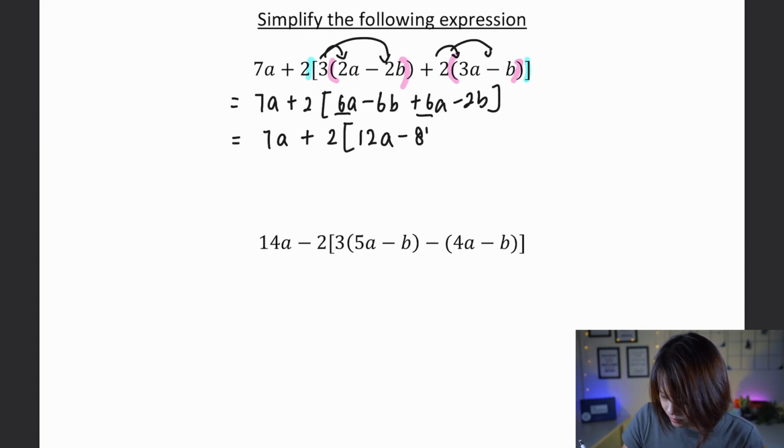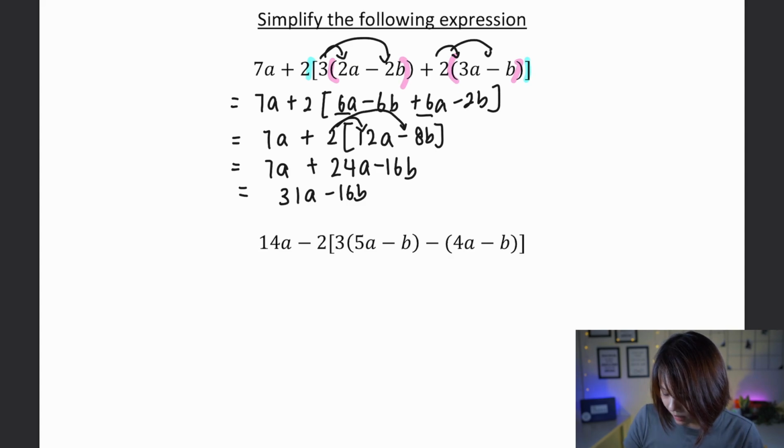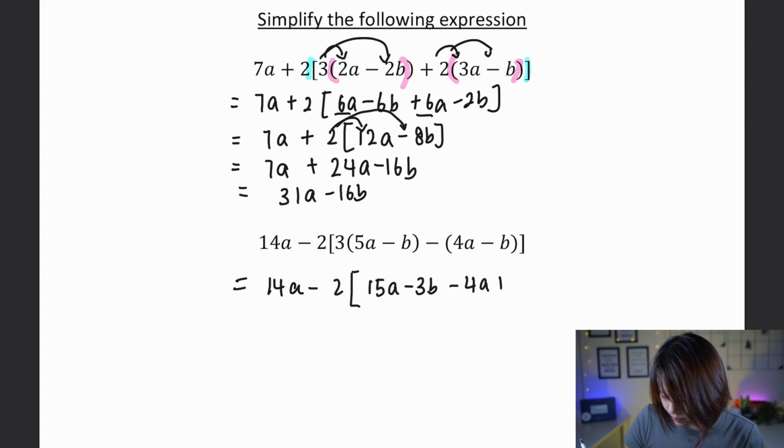At this step, we will do our rainbow method again. So this times this and this times this, which gives you 7a plus 24a minus 16b, and then you simplify, you get 31a minus 16b. For the last question, it's the same concept. Let's try. Expand within the square bracket first. So I have 15a minus 3b minus 4a plus b.